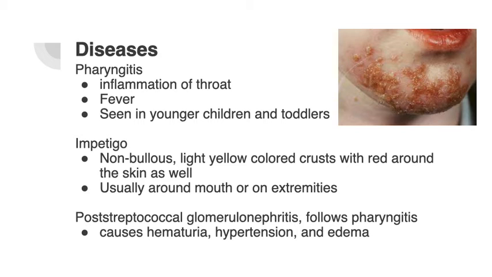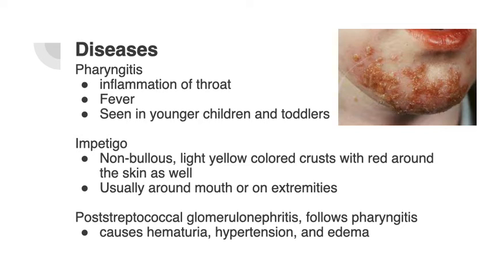Next is impetigo, and you can see this in the photo above, and it's not pretty to look at. It's non-bullous, with yellow-colored crusts and redness around the skin, and it's usually found around the mouth or on the extremities, so it's definitely not nice to see.